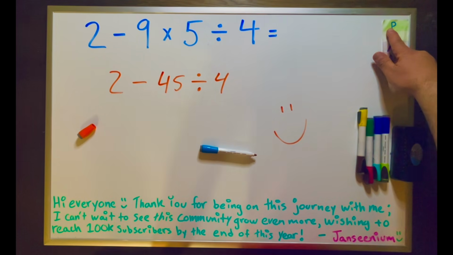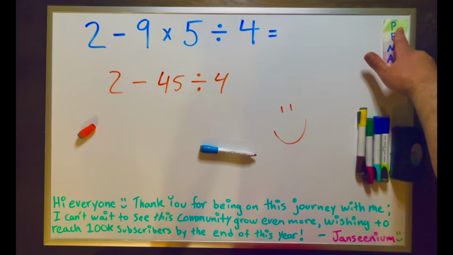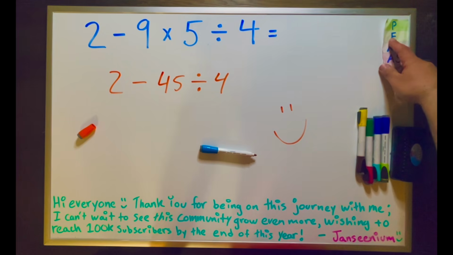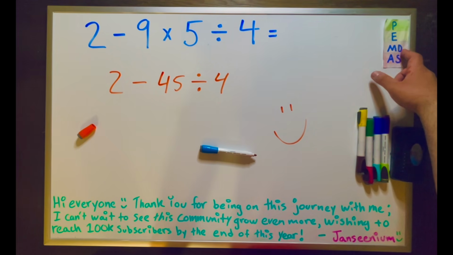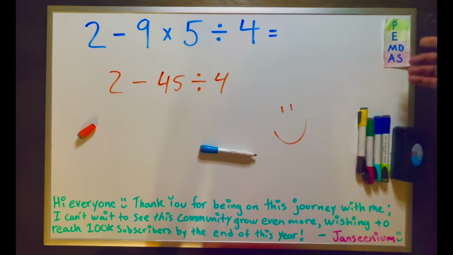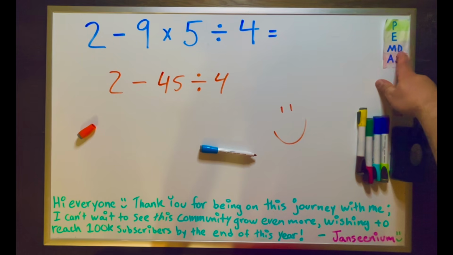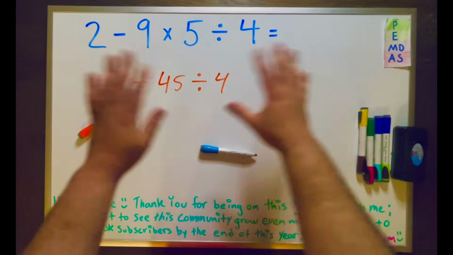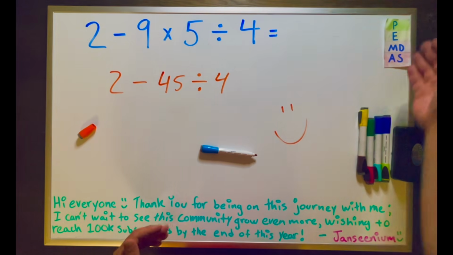So P stands for parentheses, the highest level in PEMDAS. E, exponent. M, multiplication. D, division. A, addition. And lastly, S for subtraction. And you don't just follow these letters in a strict order like, oh, M goes first, and then D goes second, or A goes first, S goes second. No, instead you solve the math problem from left to right within each level.